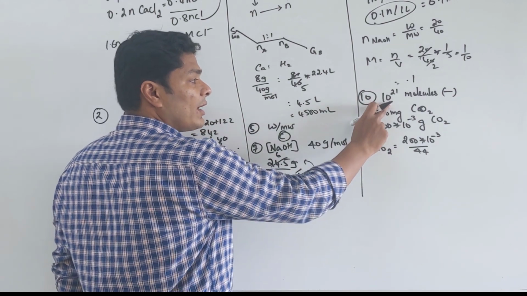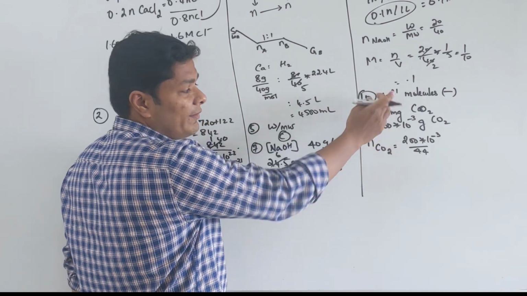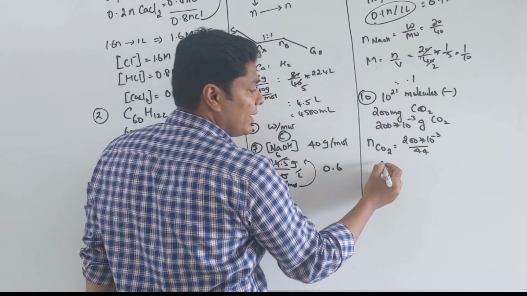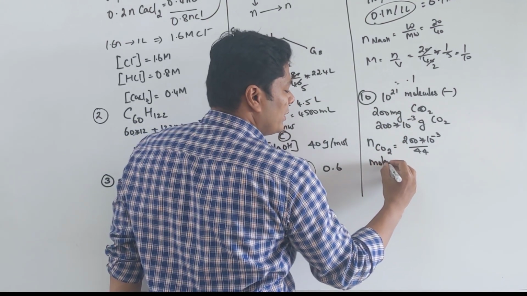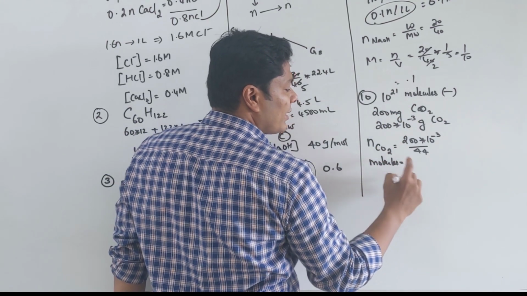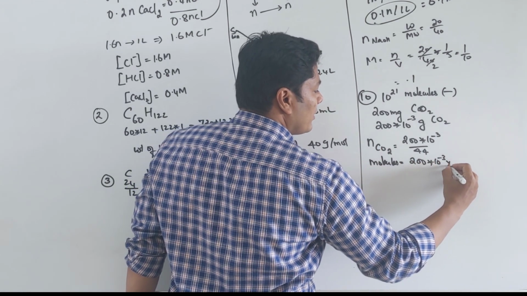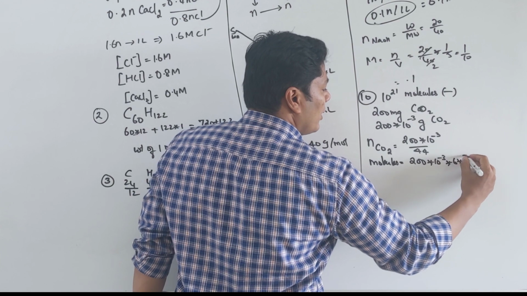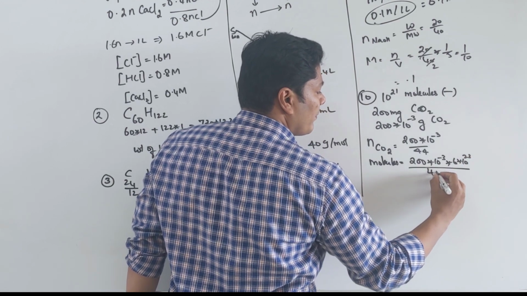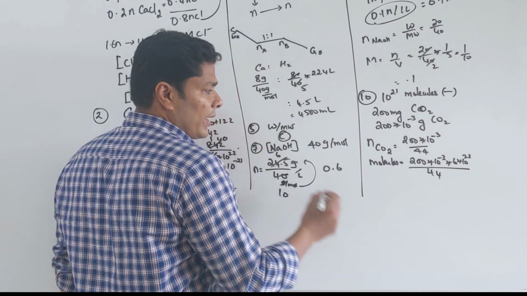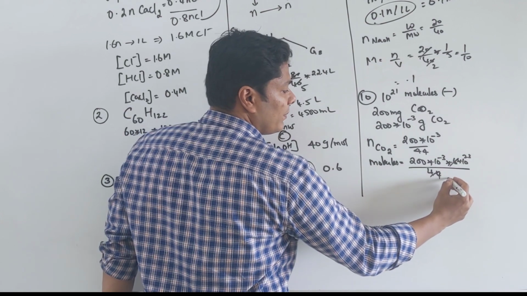Now what I can do is convert this into moles divided by Avogadro number, or else we can make it molecules. Both are the same. Molecules from moles will be 200 times 10 power minus 3 times 6 times 10 to the power 23 divided by 44. Now what I can do is use the 7 table.